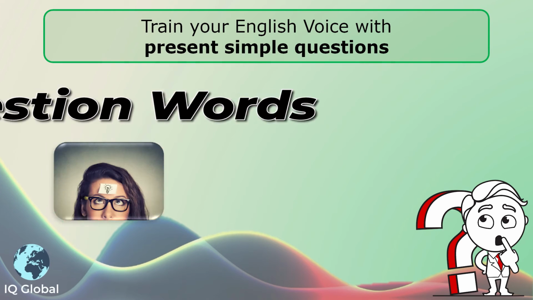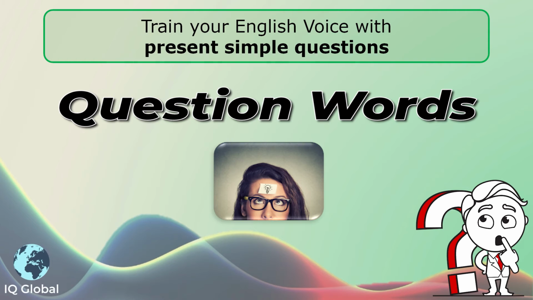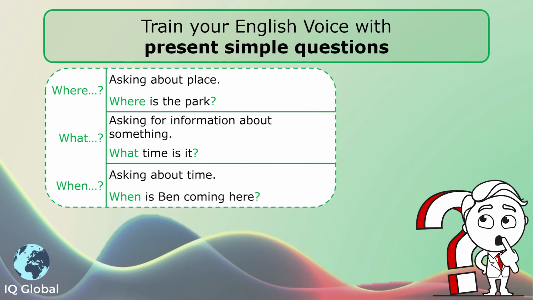Alright, so now let's have a look at which words we can use in the present simple to ask questions. The first word, where. And this is asking about place. For example, where is the park? Or where is the library? The second one, what? This is asking for information about something. For example, what time is it? Or what's that book about?